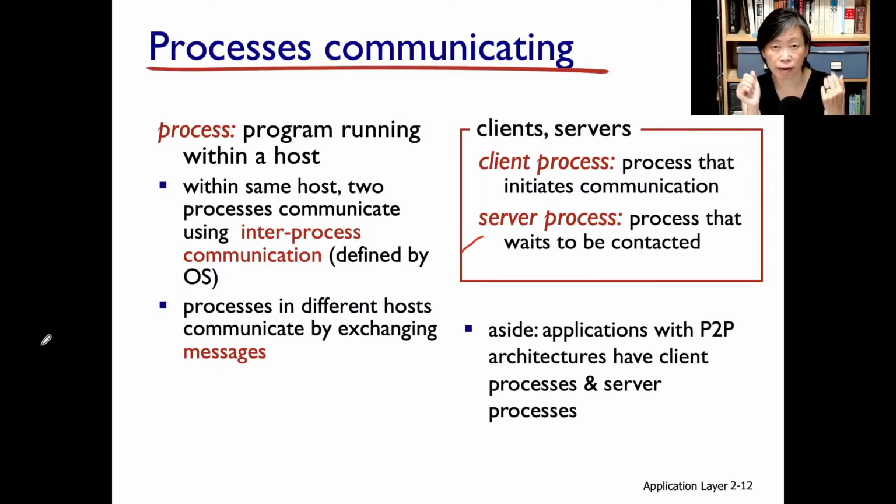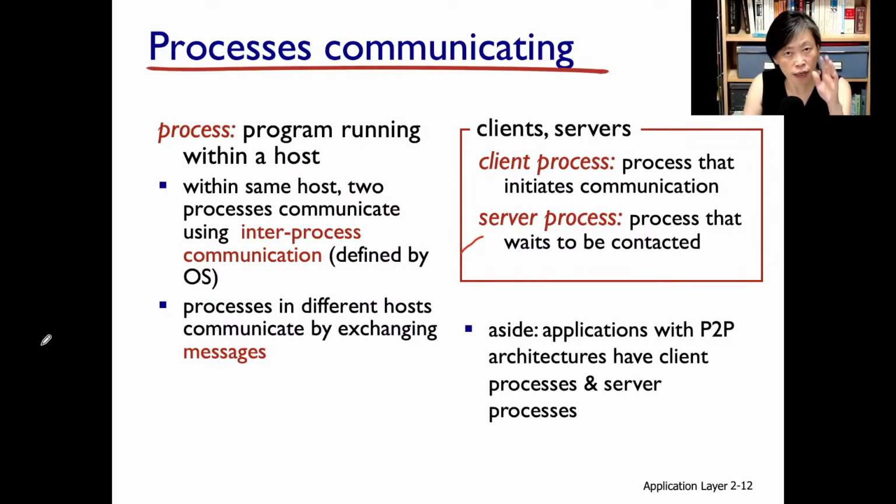Now in the P2P paradigm, the exchange between the peer processes is a little bit more complex. Each peer process will have the client side and the server side implemented. Okay, the difference is that this peer process's client side contacts the server side of the other peer and vice versa. But in either case, it is process-to-process communication. This is how you enable network applications.